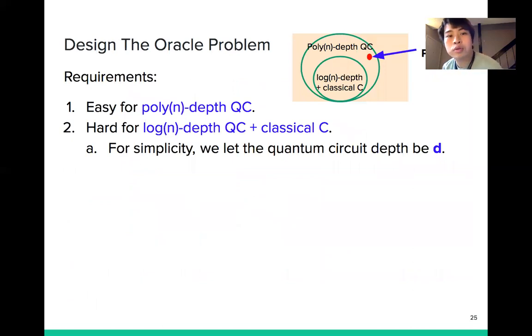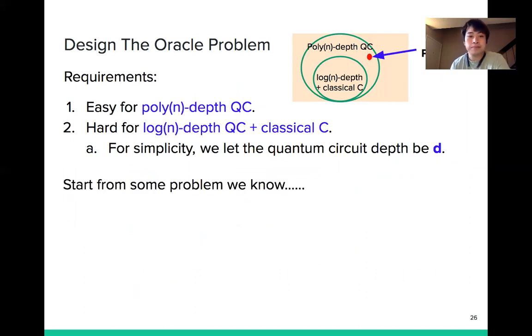Now I'm going to tell you how to design the Oracle problem we have. This Oracle problem needs to satisfy two requirements. First, it needs to be easy for a poly(n)-depth quantum computer. And second, it needs to be hard for a local, n-depth quantum computer plus classical computer. For simplicity, we just set the quantum circuit depth to be D.